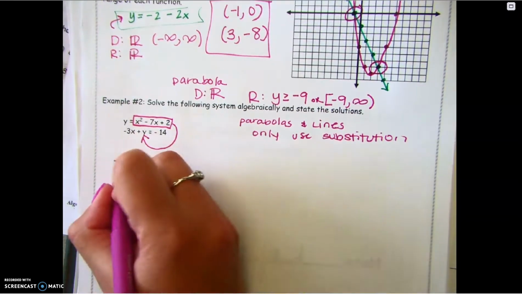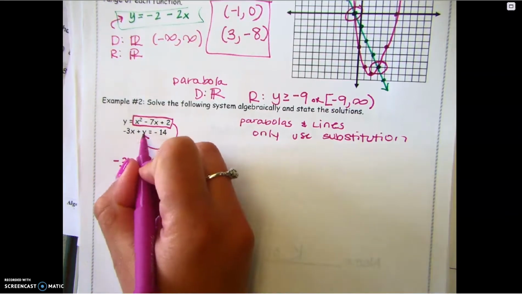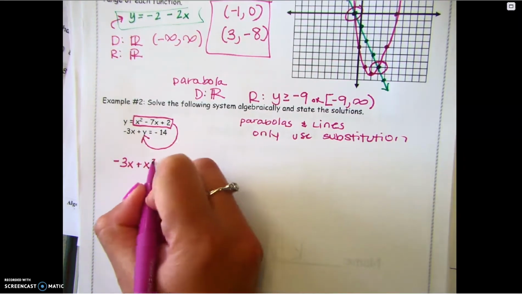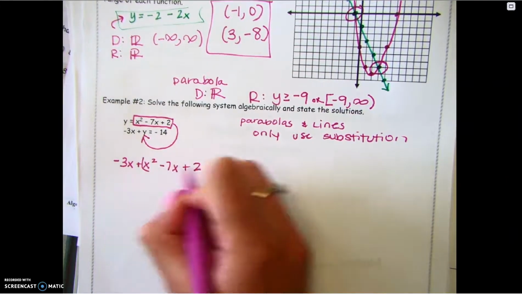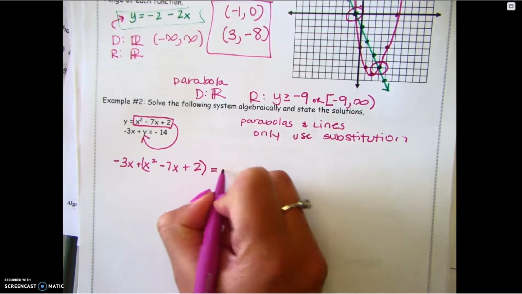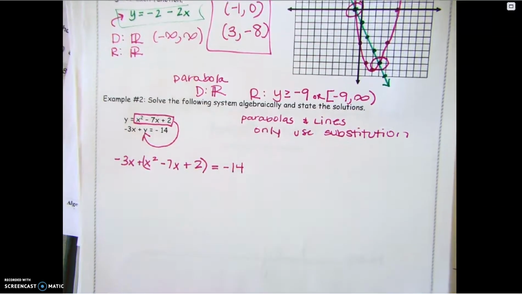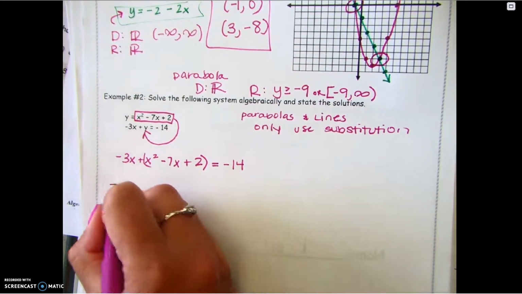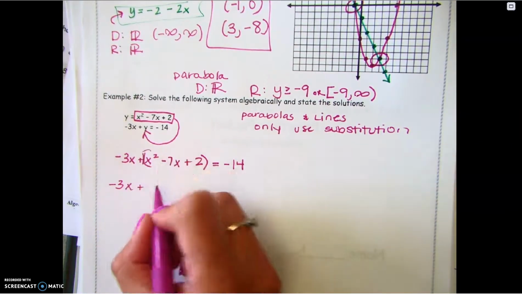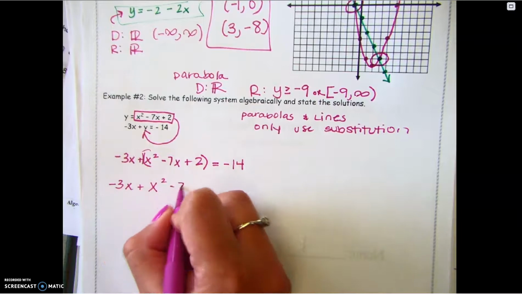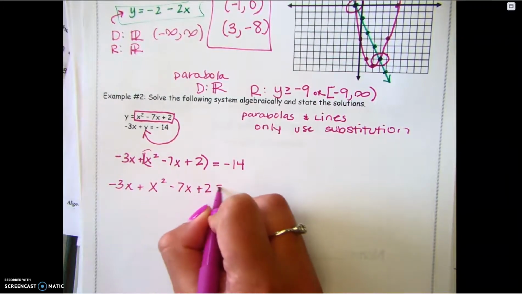So when I do that, I have negative 3x, and then where y is, I'm just going to put x squared minus 7x plus 2. And I can put that in parentheses. I always try to do that in case there's a negative that I have to distribute. In this case, I don't have to distribute a negative, so I can just drop those parentheses. I'm technically just distributing a negative 1. So that will stay like that.